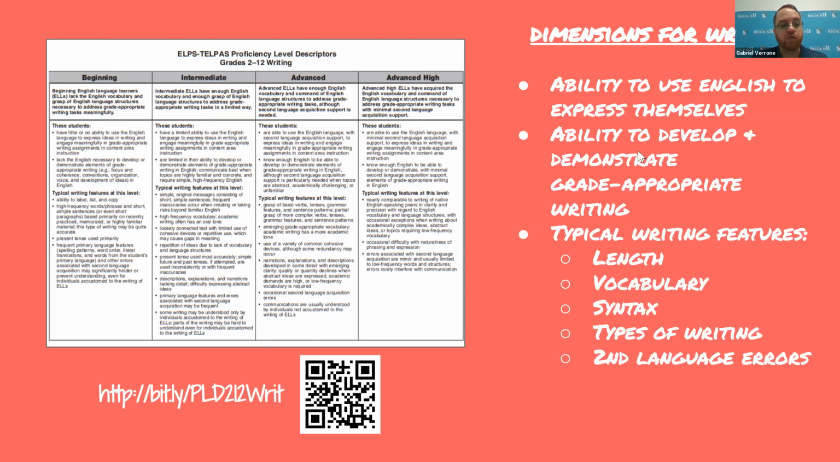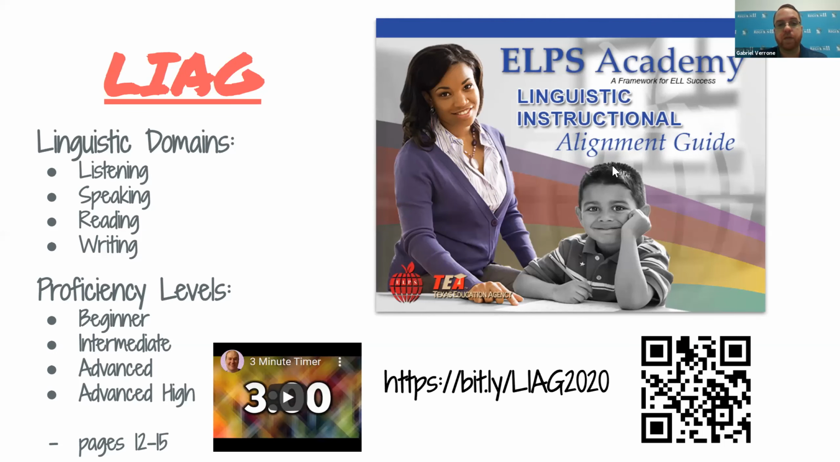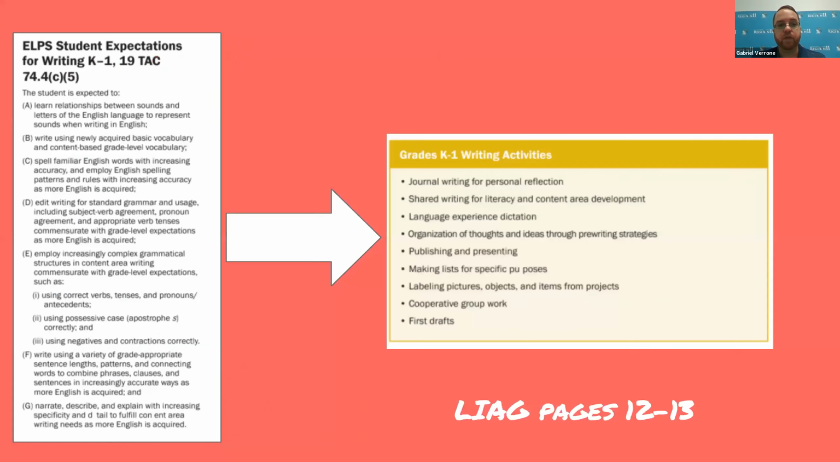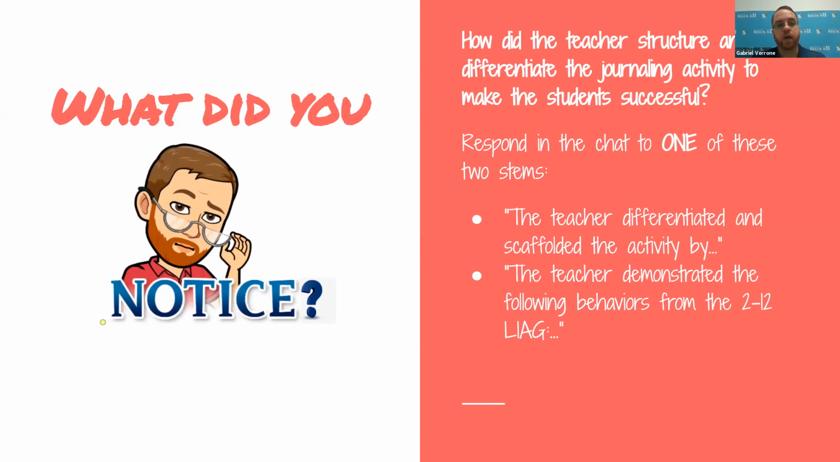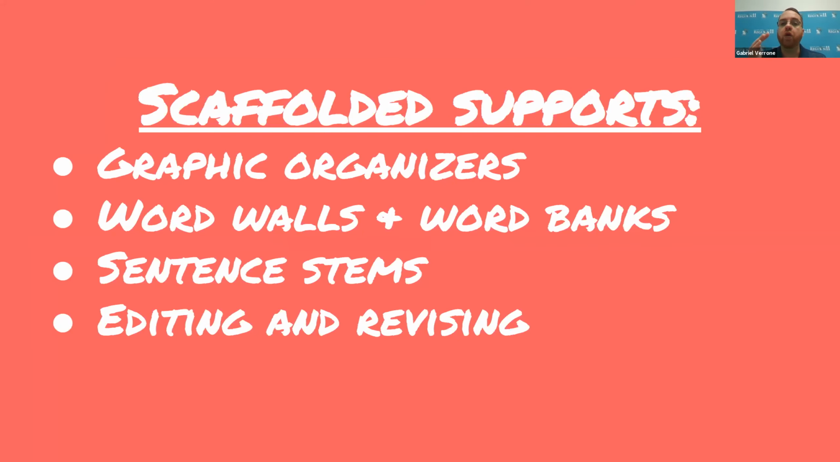Okay. Now for the LIAG, this is pages 12 through 15. And unfortunately, we're not going to take the 3 minutes, but I would highly recommend that you look at those. And what you're going to see is the activities fall within the scope of the writing process. Okay. And so what we're going to look at here is, all right, we're going to look at what are the scaffolded supports for beginning writing, okay, developing writing, right, expressing themselves in more complete pieces, and then editing and revising their writing.